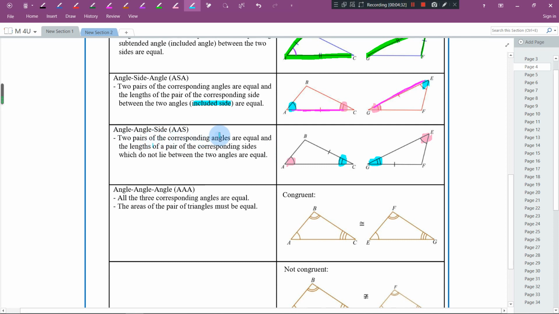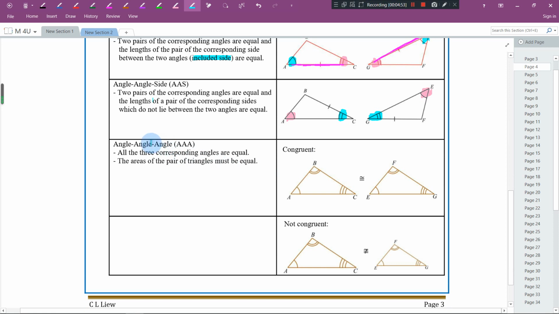Two pairs of corresponding angles are equal, and the length of a pair of corresponding sides which do not lie between the two angles are equal. It means here, in this situation, once we have this information, we can make a conclusion that these two triangles are actually congruent.